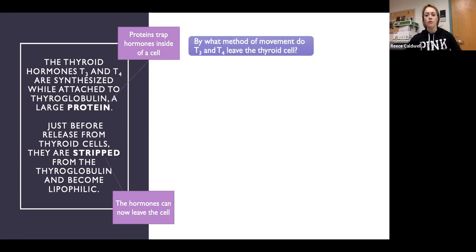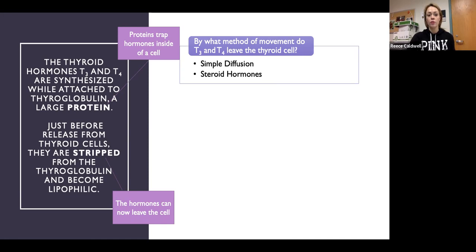By what method of movement do thyroid hormones leave the thyroid cell? If you remember back to discussion 1, steroid hormones, which is what thyroid hormone is, can move by simple diffusion. T3 and T4 are steroid hormones. Therefore, they can simply diffuse through the cell membrane. We do not need to use a channel or carrier. We don't need facilitated diffusion, which is channel or carrier. And we don't need active transport, so a symport, an antiport, or an ATPase subunit. They can simply diffuse past that cell membrane.